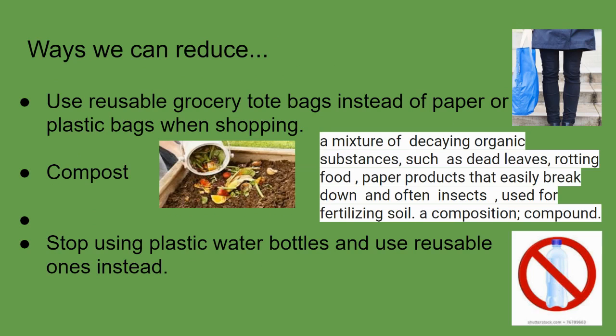Let's look at some ways that we can reduce. We can use reusable grocery tote bags instead of paper or plastic bags when shopping. We can compost. And just for a footnote, this means to have a mixture of decaying, which means breaking down, of organic substances such as dead leaves, rotting fruit or food, paper products that easily break down, and often insects. This is used to fertilize your soil and is called a composition compound. We can also stop using plastic water bottles and use reusable ones instead.